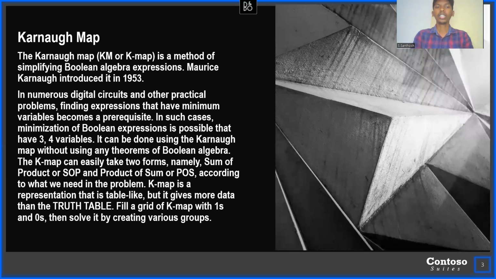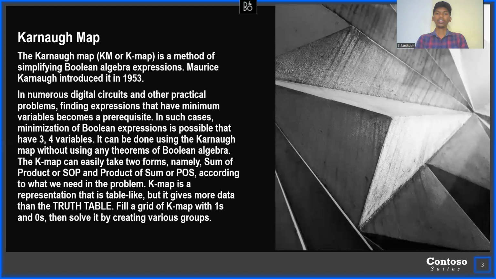So K-map or Karnaugh map is a method of simplifying Boolean algebra expressions, and this was found out by Maurice Karnaugh in the year 1953. So the K-map is a method where you can simplify any Boolean equation that is given to you. Instead of using a truth table, this method makes it easier for you, where you don't need to solve a lot. You just need to use a matrix kind of a thing or a table structure where you just input the values and then find out the simplified form of the Boolean equation.